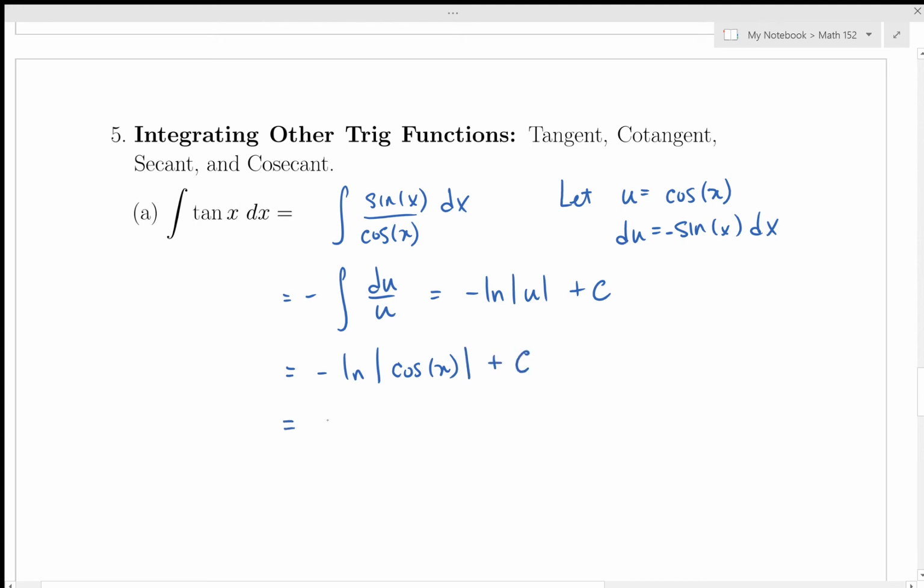And I can keep going here. Minus the log of the cosine. No, I don't want the minus if I'm going to do that. The log of the cosine of x to the minus 1 plus c. Okay, that's the log. These are log rules.